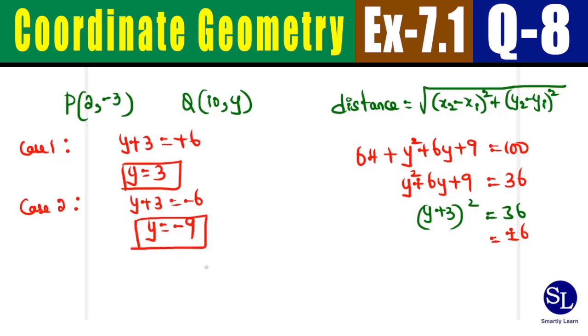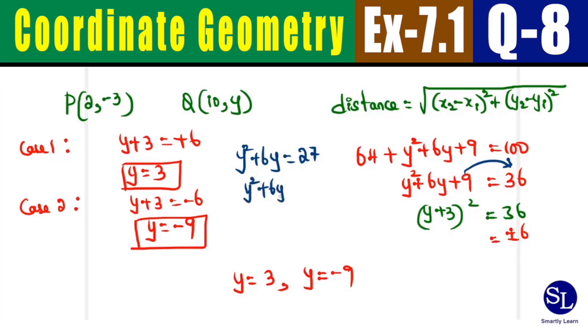So if you see the two values of y, they are going to be y is equal to 3 or y is equal to minus 9. If you don't want to do this approach, you can bring this value of y squared plus 6y is equal to, I can take this 9 to the other side. So 36 minus 9 is going to be equal to 27. Now I can bring it here. y squared plus 6y minus 27 is equal to 0.